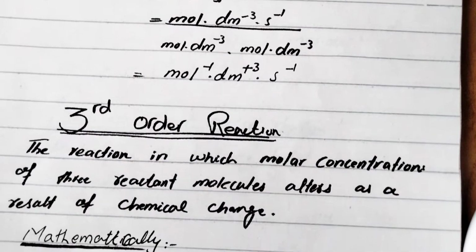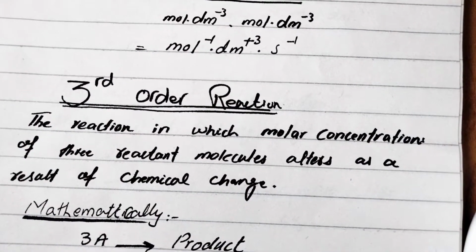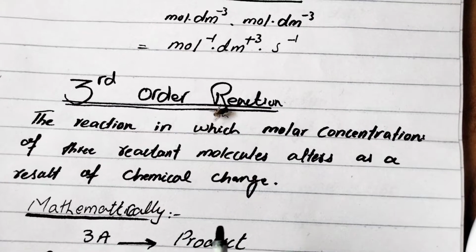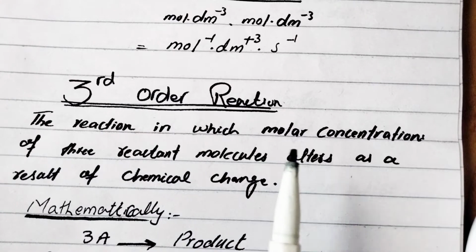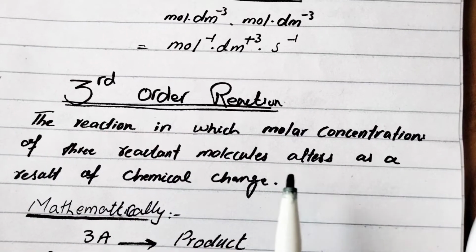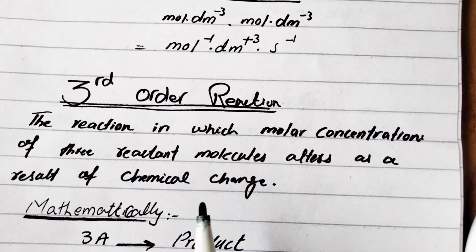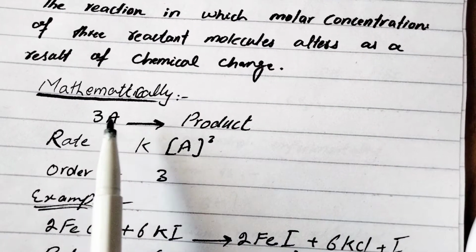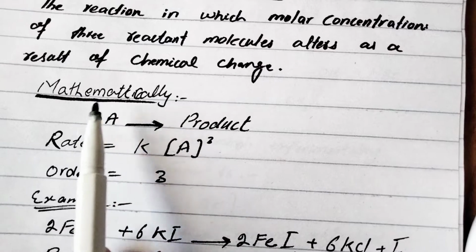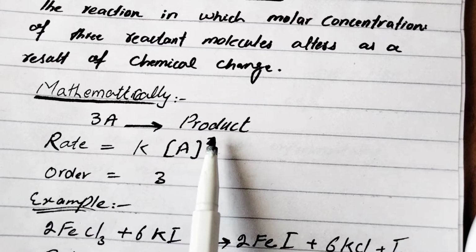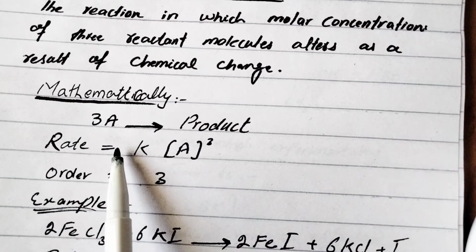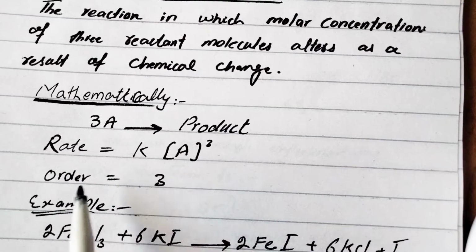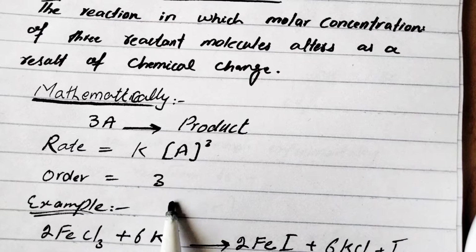Now we discuss the third order of reaction. In this case, 3 molecules are involved in the chemical change. The reaction in which the molar concentration of 3 reactant molecules alters as a result of chemical change is called third order reaction. Mathematically, 3A means 3 reactants are involved in this reaction. It is changed into product. Rate equation for this is K into [A]^3. Order of reaction will also be 3.